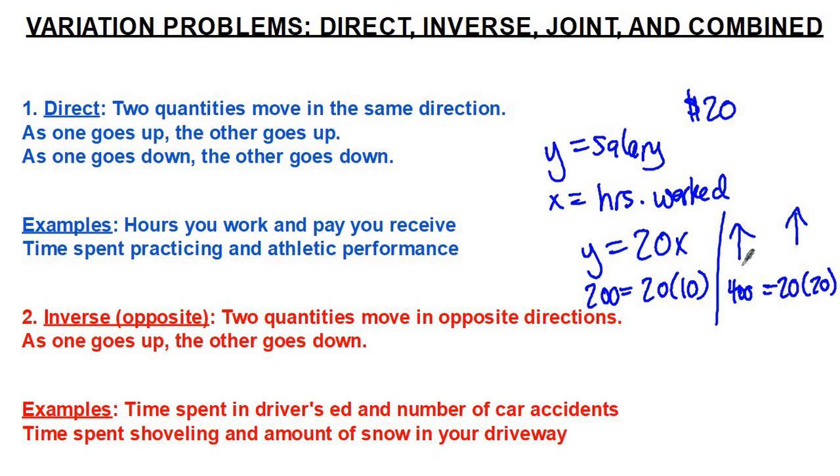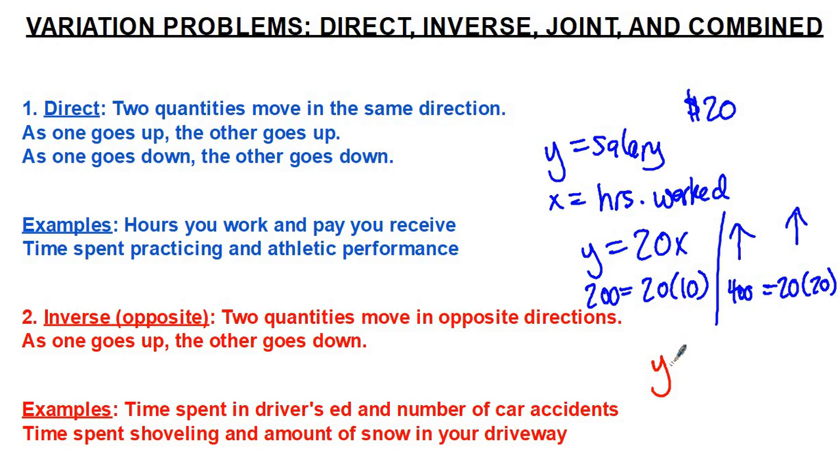Okay, another example would be the amount of time you spend practicing. Usually you're going to get better and better at whatever sport you're playing, and vice versa. If you decrease your time practicing, your ability level is going to go down too. All right, the second type of variation is called inverse variation. Inverse is another word for opposite. So as one variable goes up, the other one goes down.